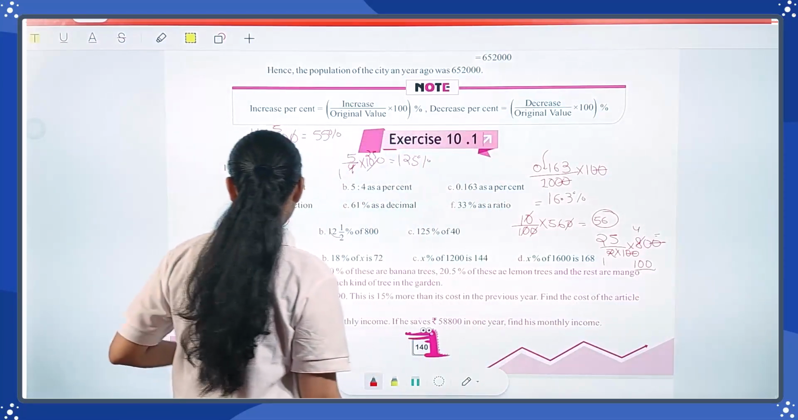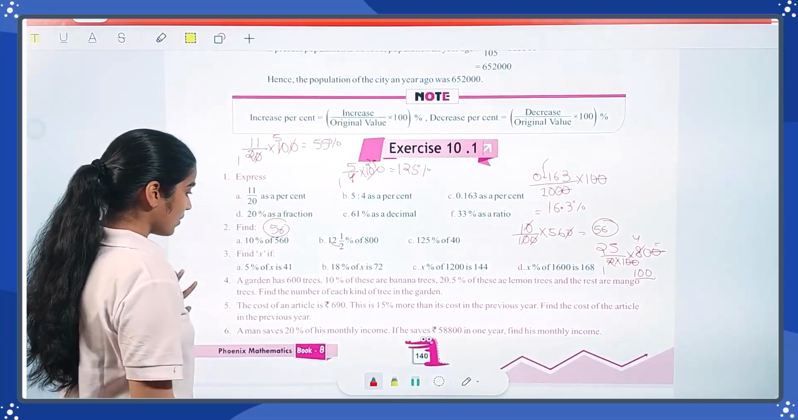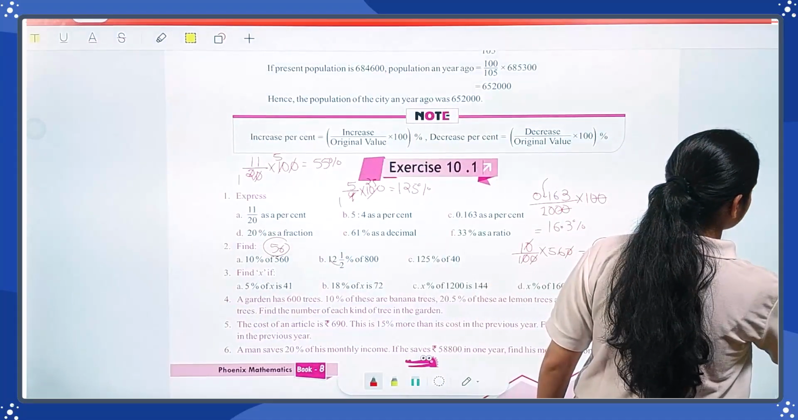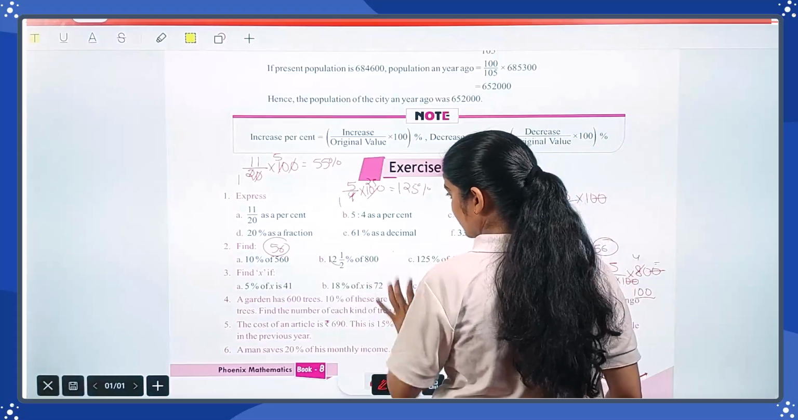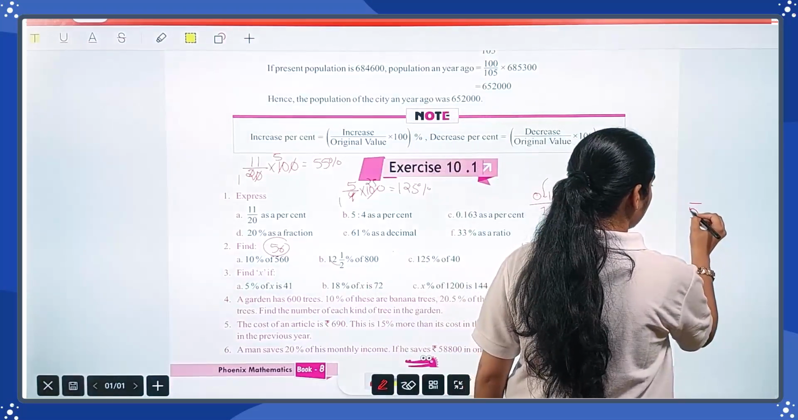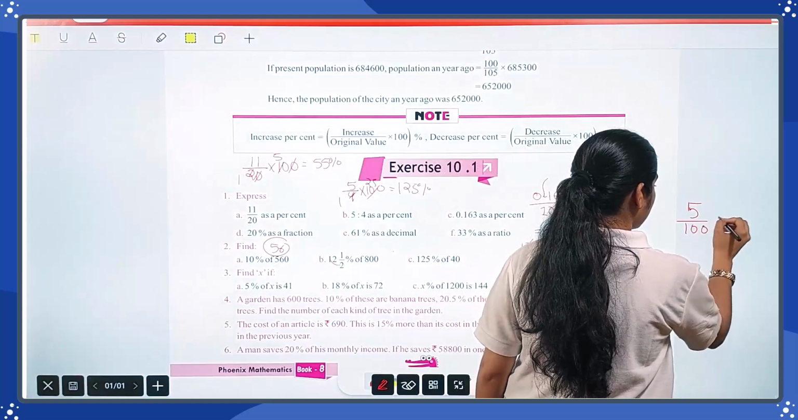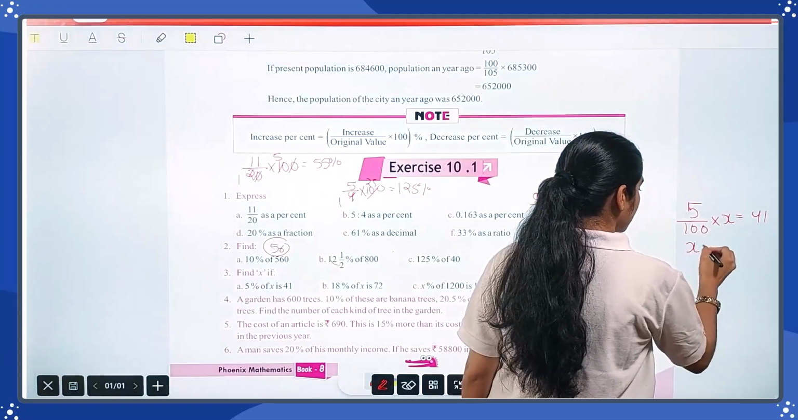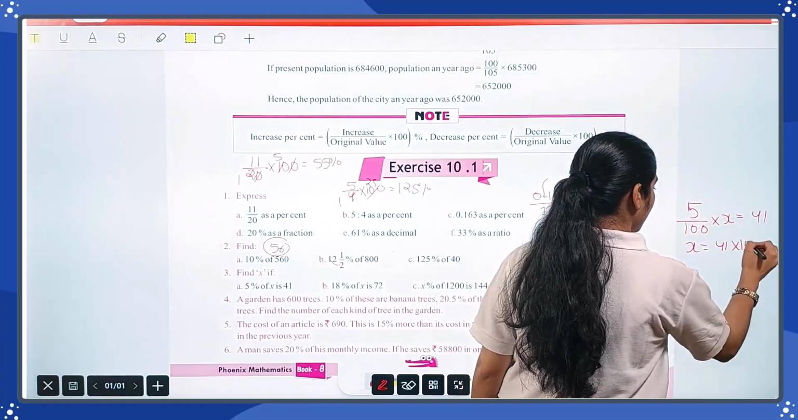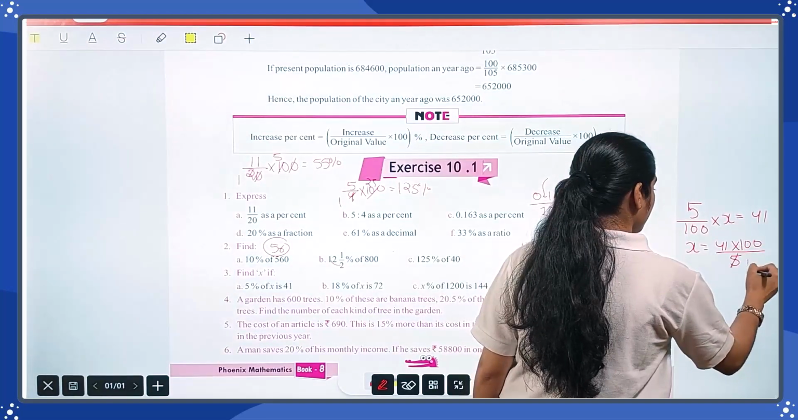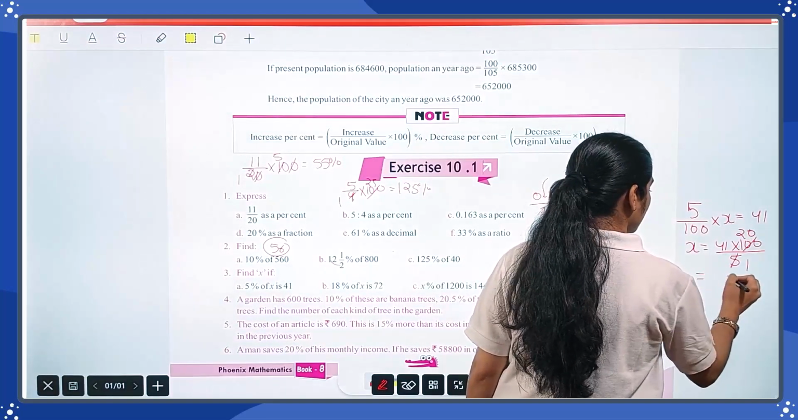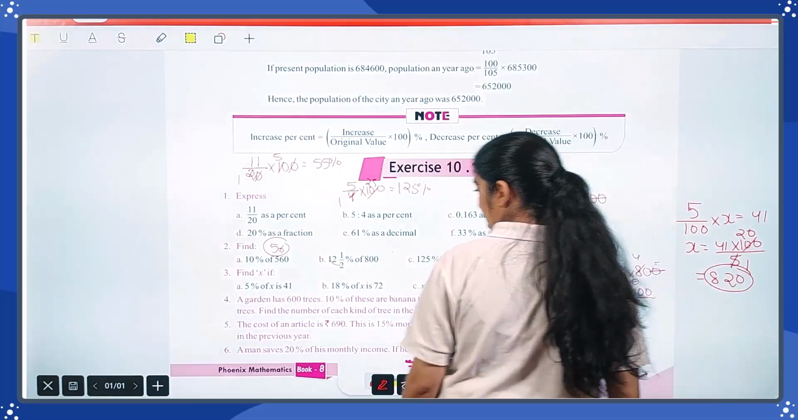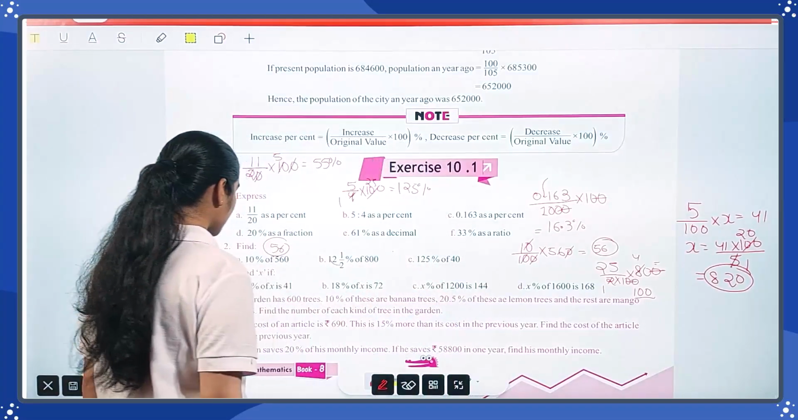Okay. Next we have find x here. So now we have to find out the x. So 5 upon 100 multiplied by x. X is missing and that is equal to 41. So x is equal to 41 into 100 divided by 5. Here we have 1, 2, 0. 2 multiplied by 2, 2 4s are 8 and 0. So 820 is your answer. In the same way you have to solve the rest of the questions.